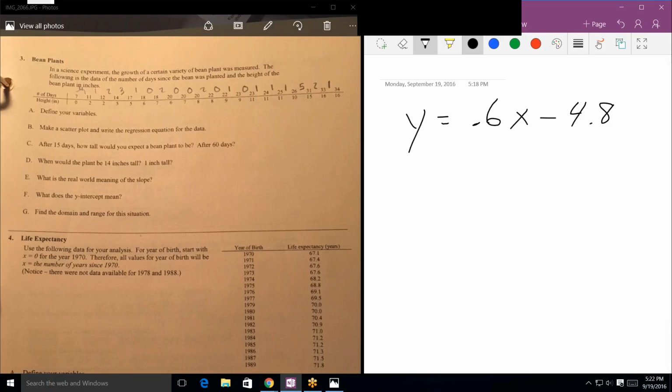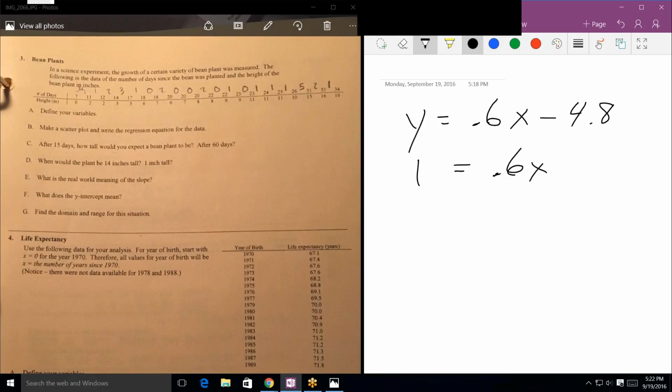4.807. All right, I'm rounding it up. I don't want to deal with all those decimals. So when you're asked when it is going to be 1 inch tall, you substitute 1 for y and then you solve for x. And the answer better be kind of between 7 and 10 days, right?